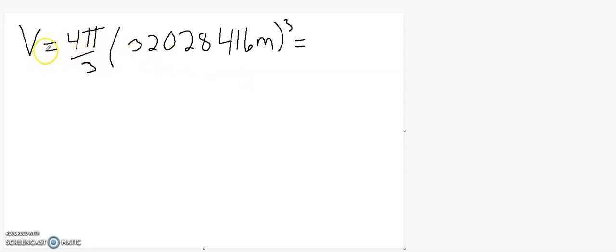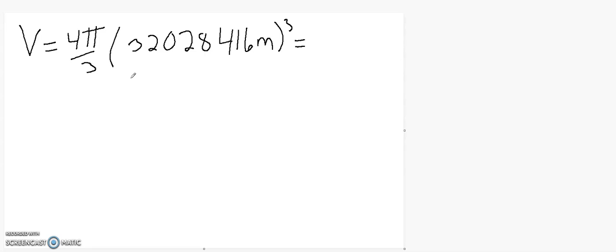So this, of course, is the volume equation. It's 4/3 times pi times the radius raised to the third power. Just a moment ago, we figured out the radius of our planet C in meters. Now we have to cube that and then multiply it by 4 pi over 3. So I'm going to cube it. Make sure you know how to do that on your calculator. Times 4 pi divided by 3.